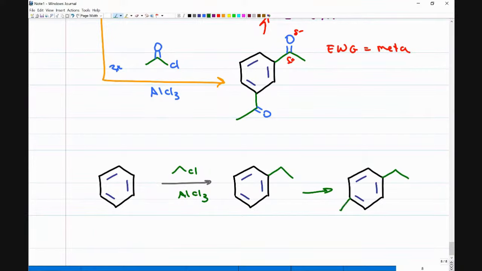Then I could have gotten one at the para position, then I could have gotten one at the ortho position and the other ortho position, and this will just keep going. This is not what I was looking for, and that's why I needed to go the other route.